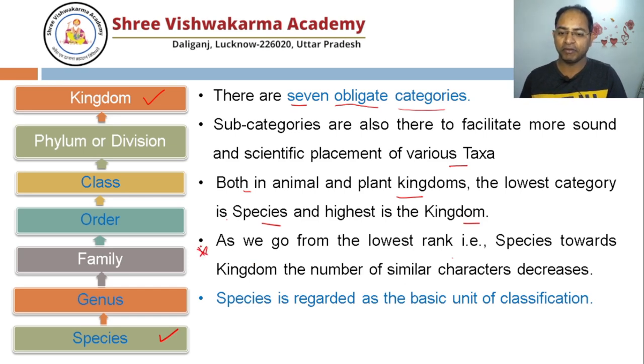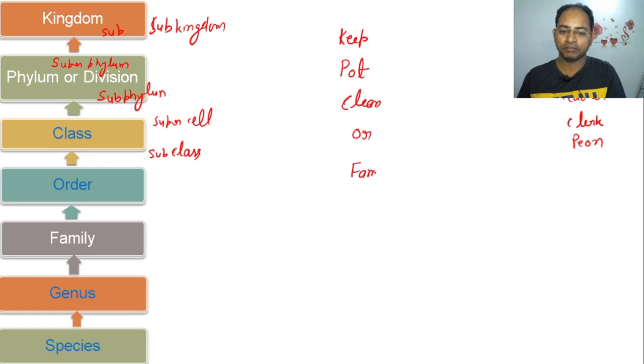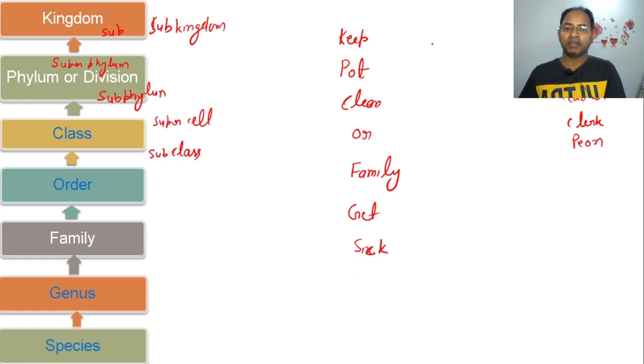Let's understand. First, let's understand how to memorize all these 7 categories in the hierarchical order. You can learn a mnemonic: Keep pot clean, or family get sick. Pot means the utensils in which you are drinking water or taking food. That should be very clean. This is the mnemonic that you can remember. Keep, K for kingdom.